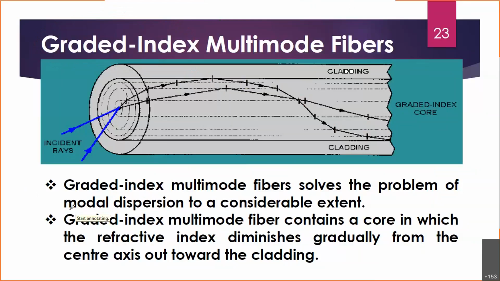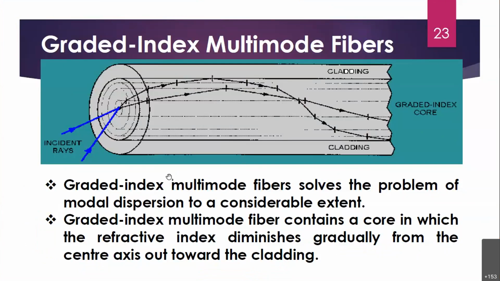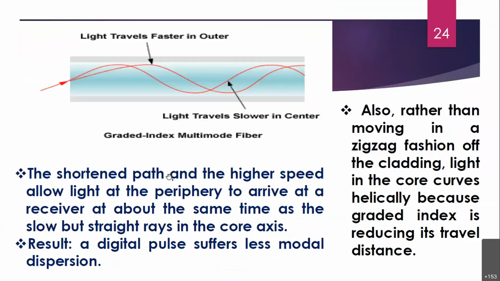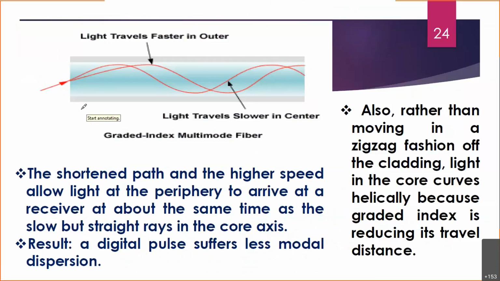Okay, now you see graded index multimode optical fiber. As I said, the refractive index is gradually decreasing from the center axis towards the cladding. Now here you see again, this is the same setup, and I have used these kind of lines. You see the helical path.